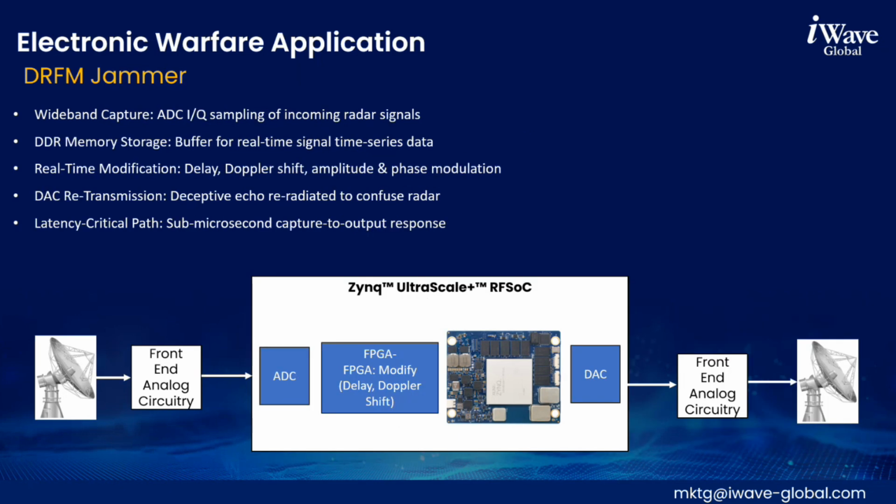Next one is DRFM jammer. Here we are using the wideband signal for capturing all the digital signals. And then inside the FPGA, we are using the modification, delay, or Doppler shift for the jamming purpose. This data is transmitted back through the DAC. Since the ADC, FPGA, and DAC are in the same FPGA block, the latency will be very less in this case.